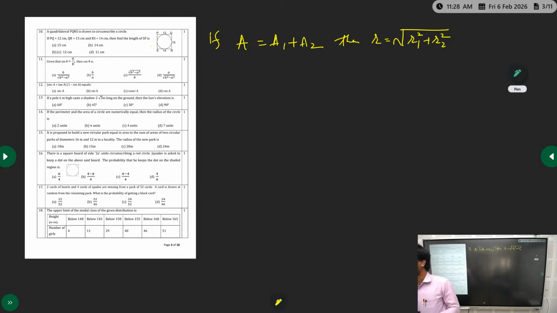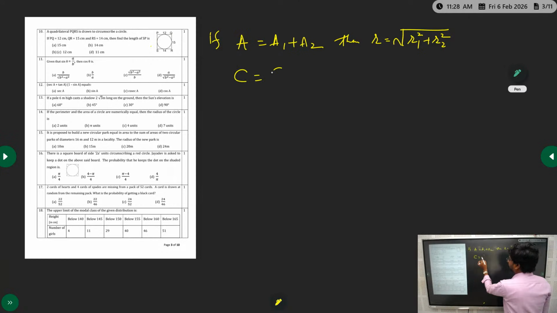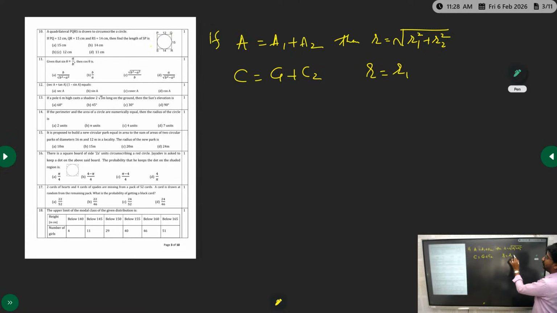Whenever you read something like sum of areas of two circles having so and so diameter or radius, directly apply r is equal to under root r1 square plus r2 square. If circumference of circle are c1 plus c2, then radius will be simply r1 plus r2. Why? 2 pi r formula. What is circumference of circle? 2 pi r. If I take 2 pi common, 2 pi will cancel. Then what is remaining? R1 plus R2.